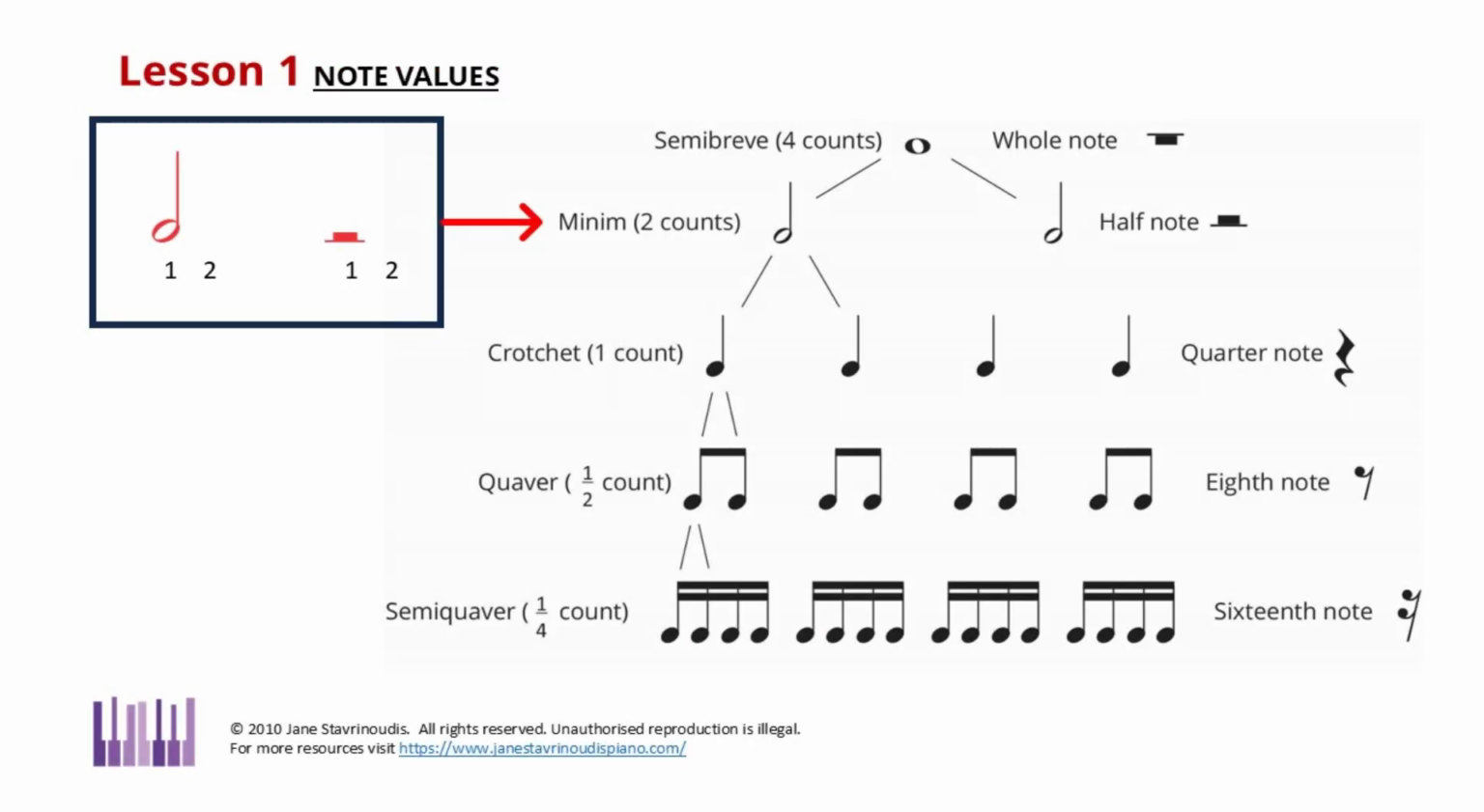For example, a minim is a long note held for 2 counts, and a minim rest is a long rest where there is silence for 2 counts.